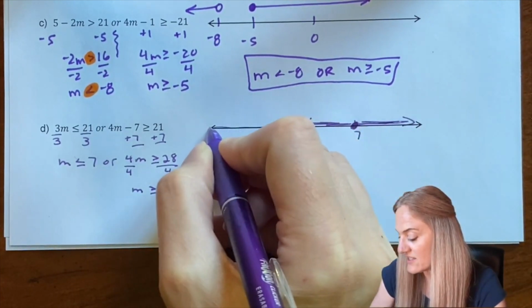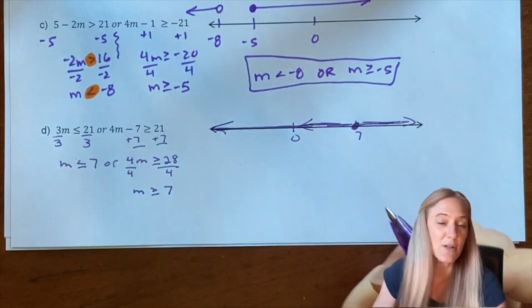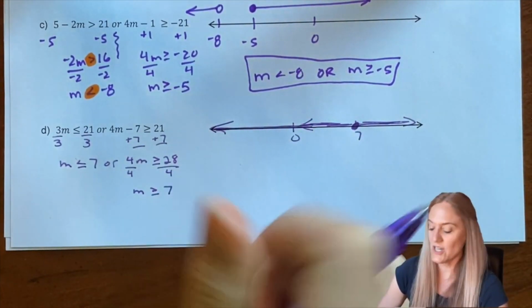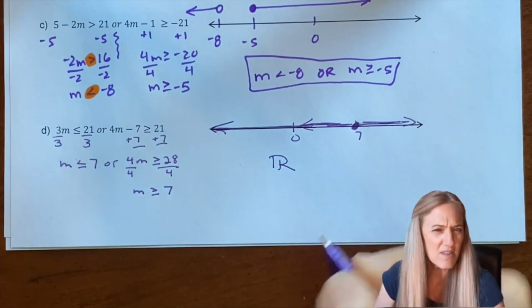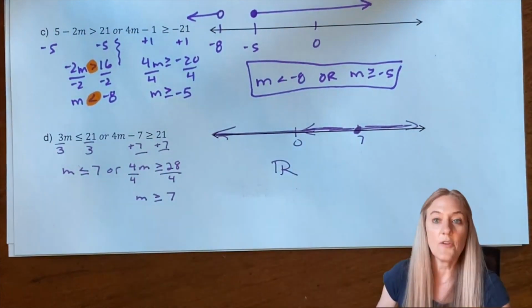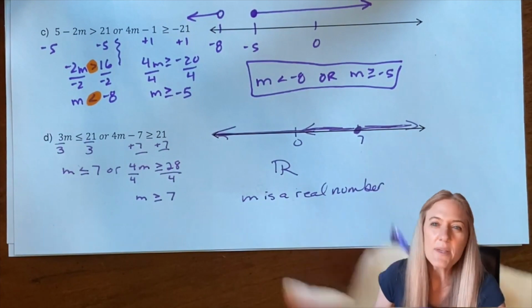So in this case, our solution set is all real numbers, because every single thing on that number line is shaded. So, all real numbers. Do you remember the double bar R for all real numbers? If we wanted to be very specific, we could say m is a real number.